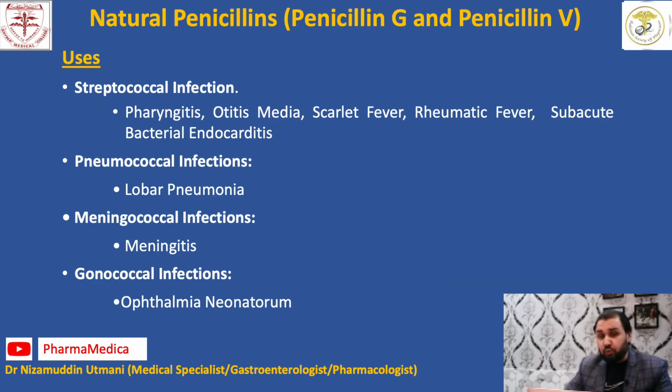So what will be the uses of these drugs? We use these drugs in upper respiratory tract infections like pharyngitis, otitis media, tonsillitis, and scarlet fever. We also use it in rheumatic fever. We also use it in subacute bacterial endocarditis.